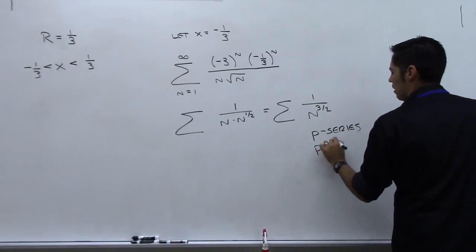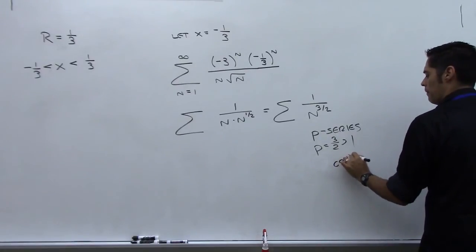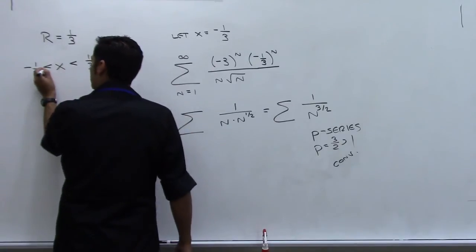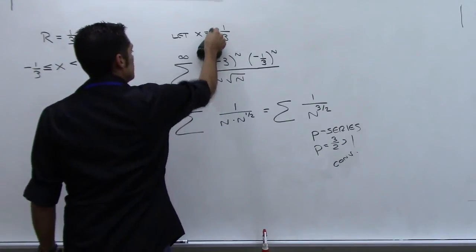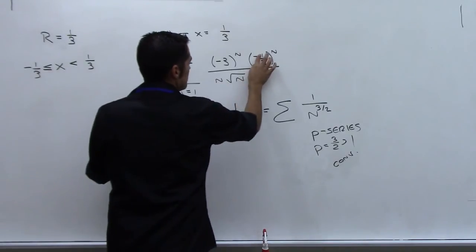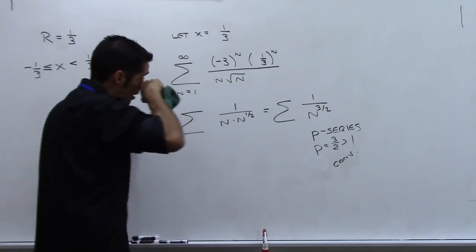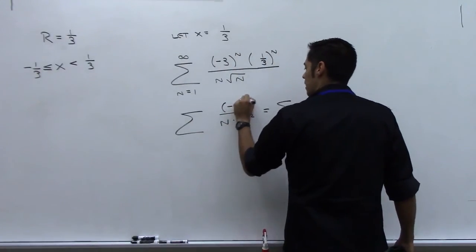P 3/2 greater than 1 converges. So I know if x is negative 1/3, it converges, so I want to include that. And now I change it to positive 1/3. If I change that to positive 1/3, this becomes this. And now I have a problem because when I put those two together, I don't get 1, I get negative 1. So this is actually going to be negative 1 to the n.